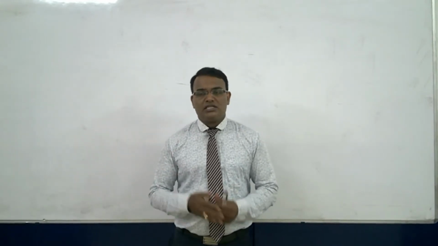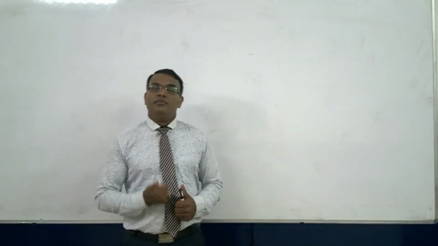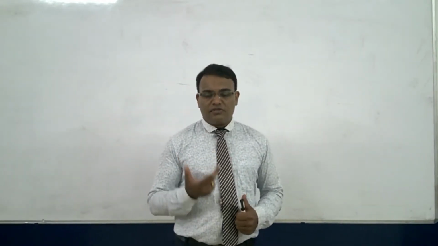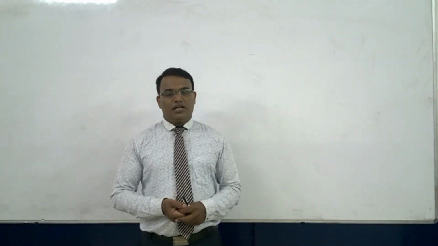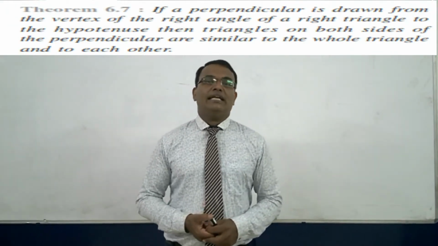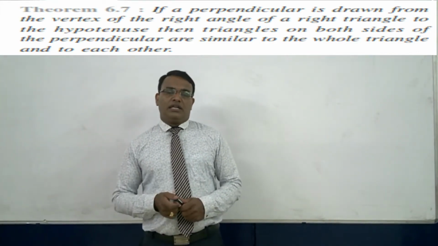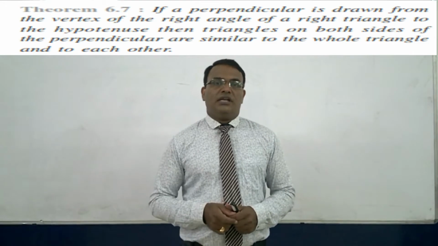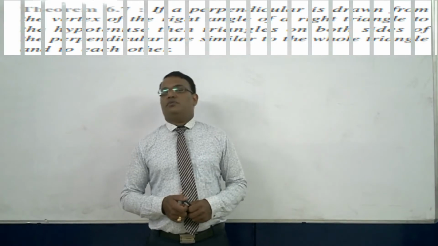The important parts from chapter number 6 were BPT, that is basic proportionality theorem, Thales theorem. Then the second one is what? Pythagoras theorem. And just before Pythagoras theorem, there was theorem 6.7, where the statement of that theorem was, if the perpendicular is taken from the vertex of the right angle of a right angle triangle to the hypotenuse, then the two newly formed triangles are similar to each other, as well as both these triangles are similar to the original triangle. This is one of the important theorems.